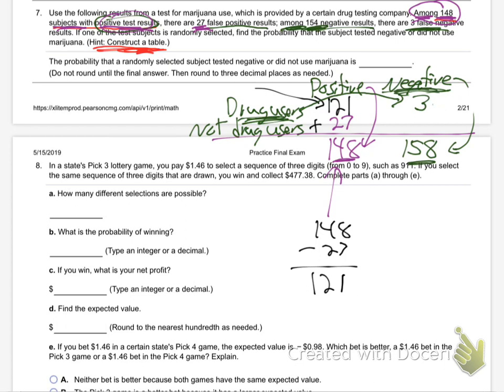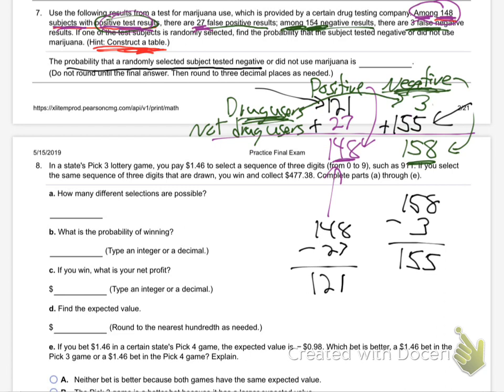So then how do we find out the other number? Again, subtract: 158 minus 3, 155, right? So 155, because those will add up now to be 158. Okay, so now what's their question? The probability that a randomly selected subject tested negative. So we're doing probability again. So that's always going to be the part over the total.